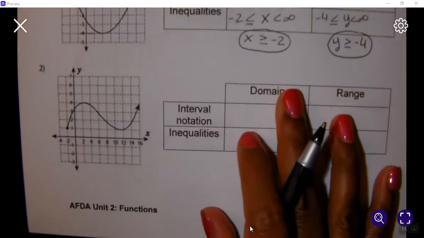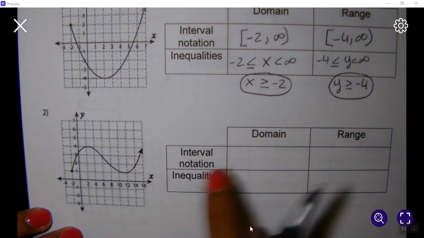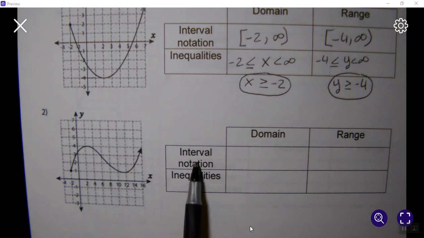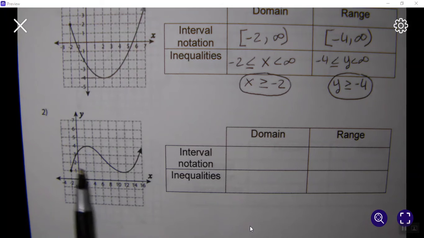Same thing here, I only see one arrow, so I know it's going to end up looking like something like this. But first, let's do the interval notation. The word interval means sections of the graph. So we're taking sections of the graph and describing it using math symbols.